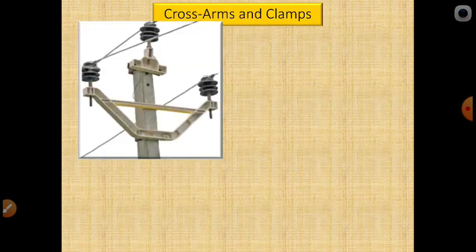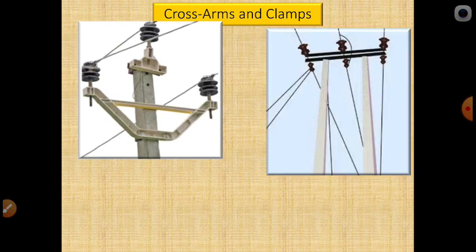Now coming to the other equipment, the cross arms and clamps. Now you can see here is a 133 kV line. Here the V shape cross arms are connected with pin type insulators, and the cross arms are fixed with a clamp, you can see here. So this is one example of the cross arms.